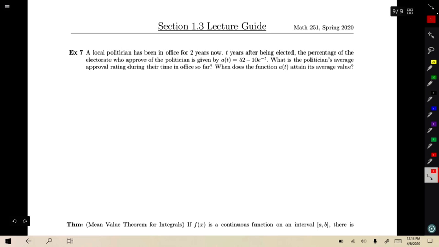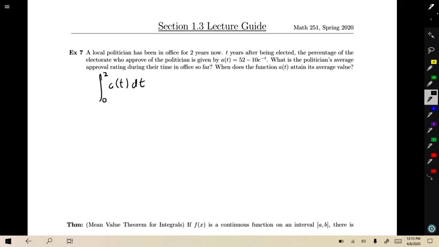So we have two questions here that we want to answer. The first one, just what is the politician's average approval rating? Well, we have a function describing approval rating, and we just learned how to take average values. So we want to think about integrating the approval function A of t. We're asked to find the average approval rating during their time in office so far. So their time in office has spanned from 0 years after being elected to 2 years after being elected, since they have been in office for 2 years now.